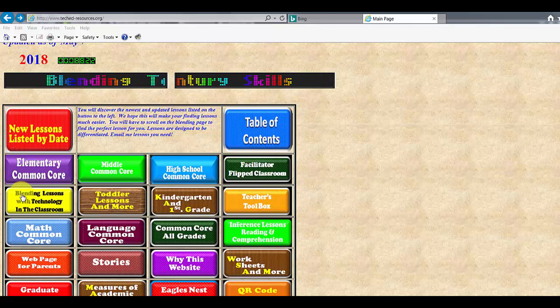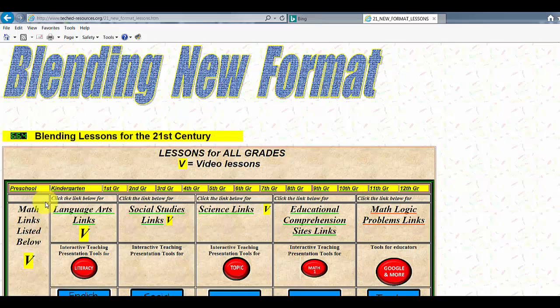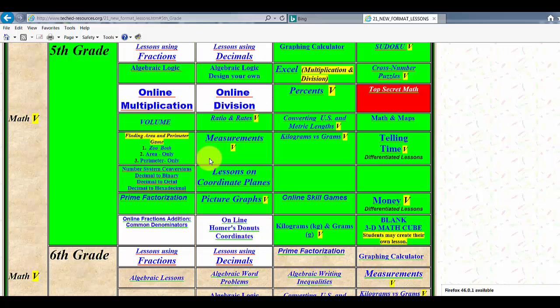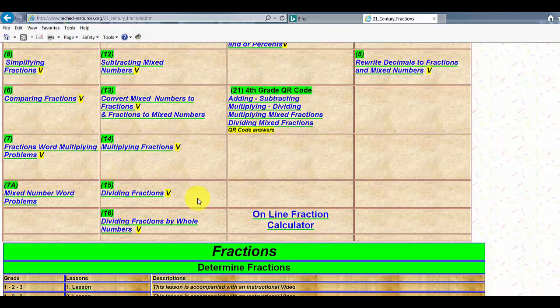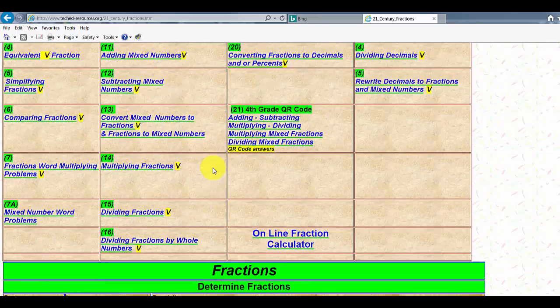Now, in the second video, we're going to look at blending lessons with technology in the classroom. This is very innovative. What we mean by that is, you recall we said that we have all the grades listed above. Let's, for example, take fifth grade. Here's fifth grade, lessons using fractions. I'm going to click on that, and you'll notice we have all the lessons that we feel are imperative that you understand how to use.